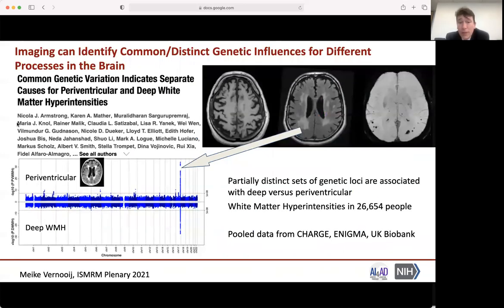This is very useful. So in a project here that pulled data from the CHARGE Consortium, Enigma, and the UK Biobank, the question was asked about white matter hyperintensities. In other words, were there any variants in our genetic code? If you see the plot on the left, that's our chromosomes on the x-axis, and the peak there is a hotspot of association between a genetic variant and the volume of these white matter hyperintensities. And the question asked here was whether distinct patterns of vascular disease were associated with different genetic variants, and there's a little bit of evidence for that.